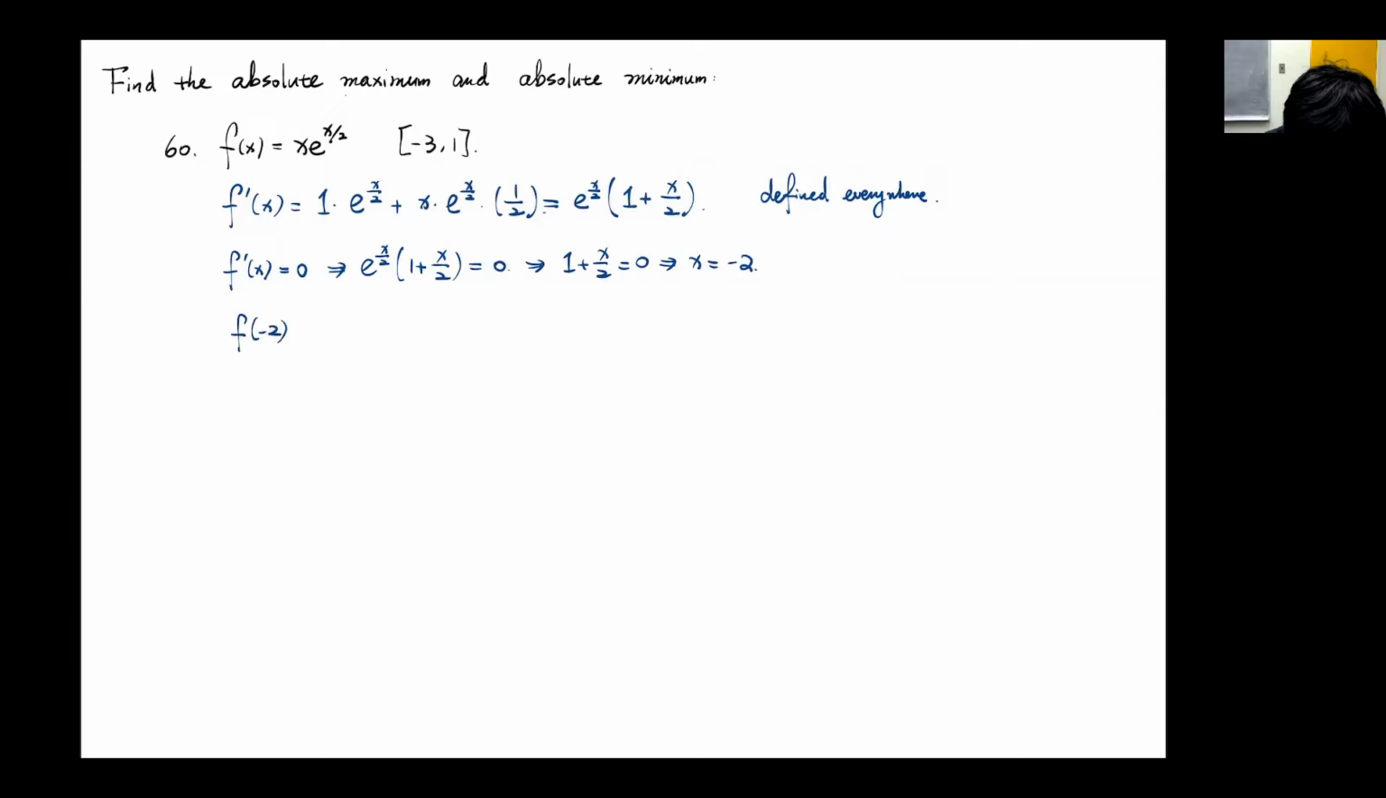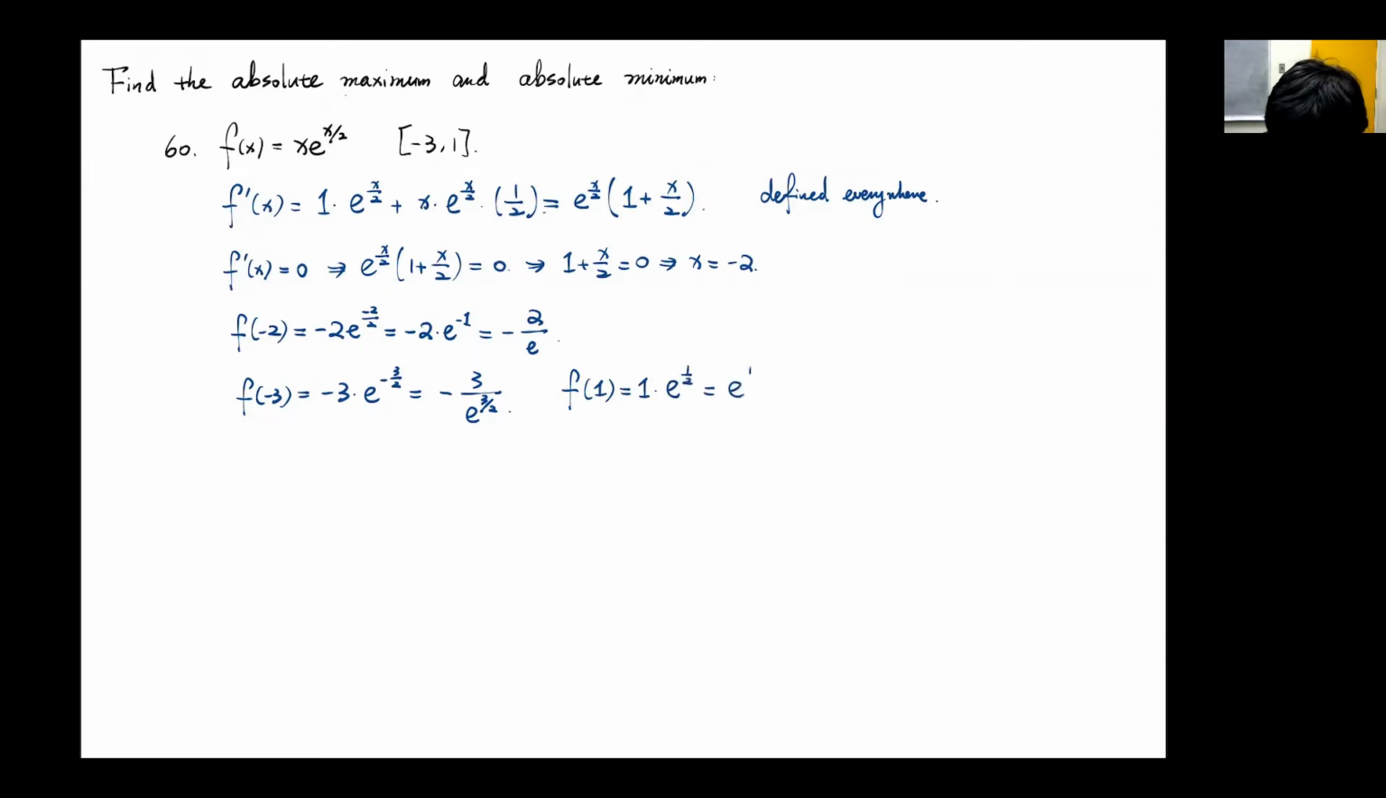So f of -2 equals -2 times e to the -2 divided by 2. That will be -2 times e to the -1 power, or we can rewrite it as -2 over e. This will make it easier for us to perform comparison later. Okay, now let's look at the endpoint values. F of -3 will be -3 times e to the -3 over 2, or we can rewrite it as -3 divided by e to the 3 over 2 power. And the other endpoint value is f of 1, which is going to be 1 times e to the 1/2, so this will simply be e to the 1/2 power.